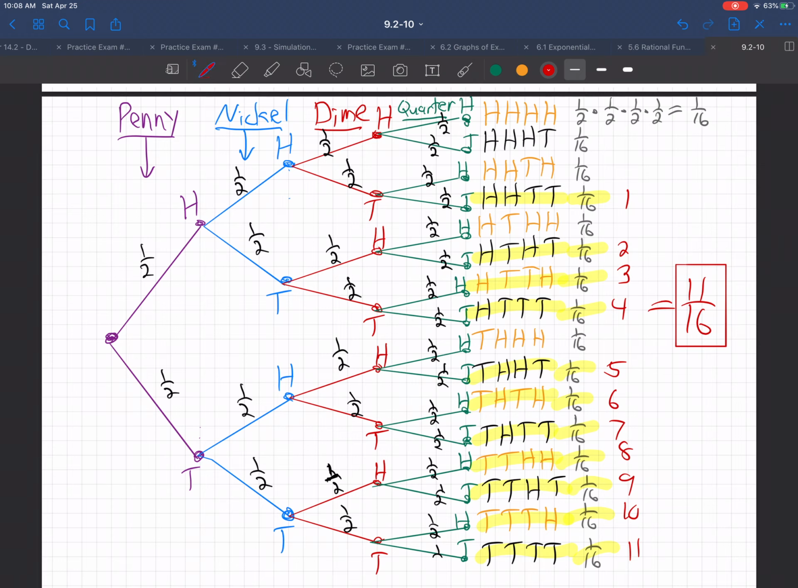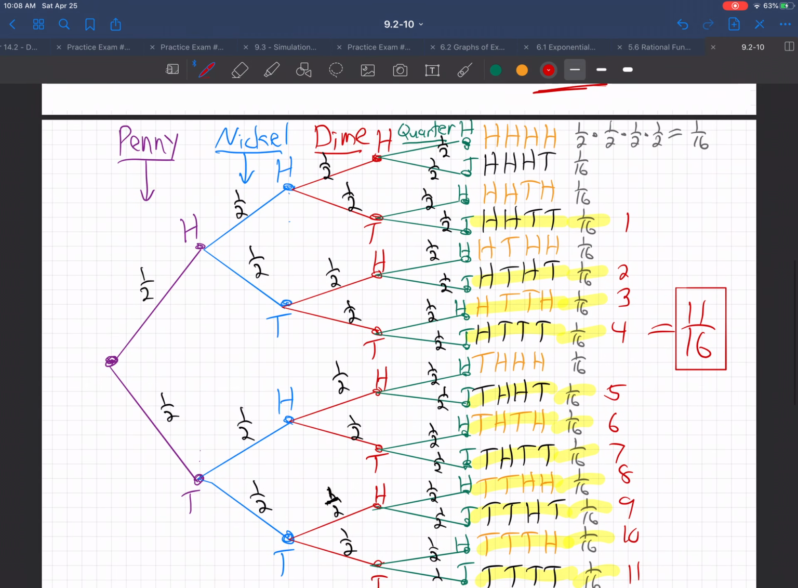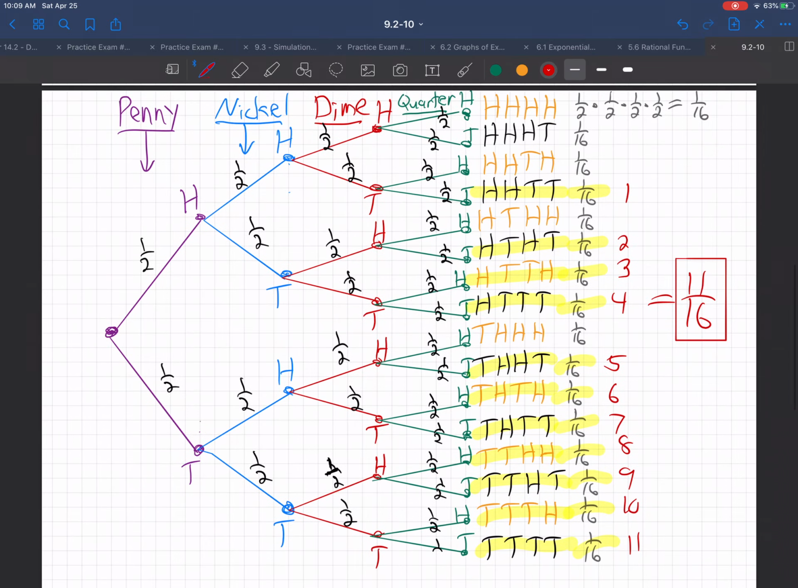Now, they have other versions. Sometimes they might say, what's the chance of exactly 2 heads? Then you would just count the ones that had exactly 2 heads instead of the ones that had 2, 1, or 0, because at most 2 heads is different than exactly 2 heads. At most is 2, 1, or 0. Exactly is exactly 2. They might say at most 1 head; then you would do the ones that had 1 head or no heads. They might say exactly 3 heads. Whatever they say, just count up the endings, and it's that many over 16. So there we go.